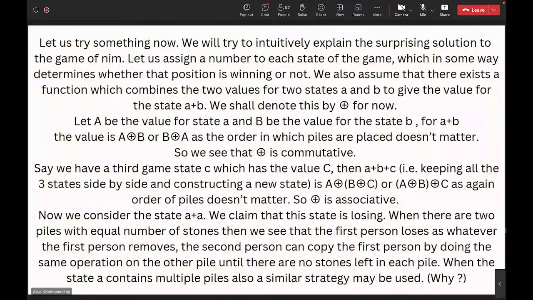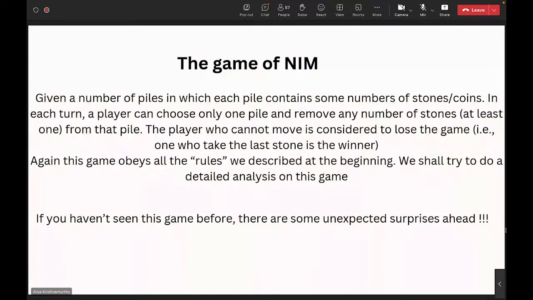Now we consider the state A plus A, right? I would like to give you some time to think about whether the state A plus A is winning or losing, and I'll give you the solution in 2 minutes.